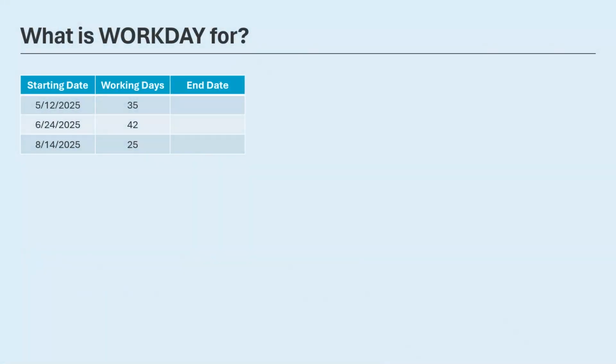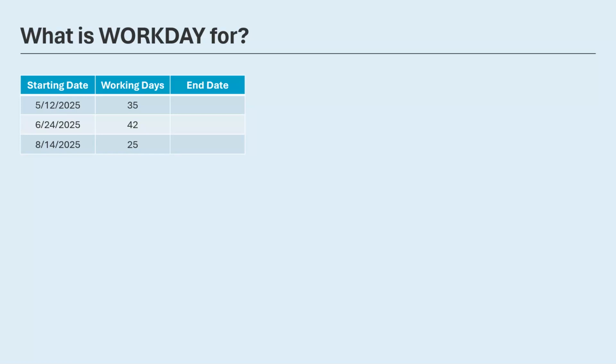So first of all, the Workday function, its job is to basically improve upon adding. Normally in Excel, I could take the date of May 12th, 2025, and add 35 to it, and I would get a date that was 35 days in the future. But the thing is, you probably actually want only the working days.